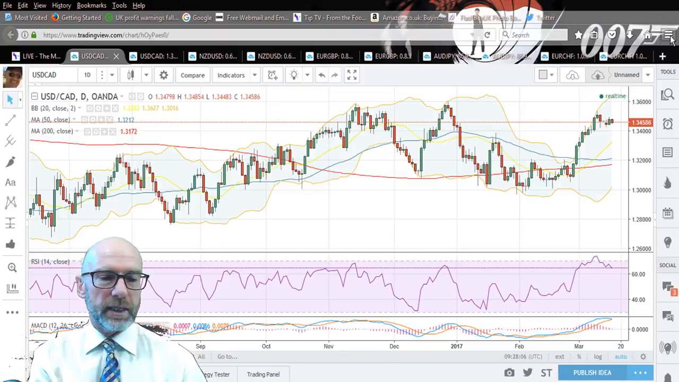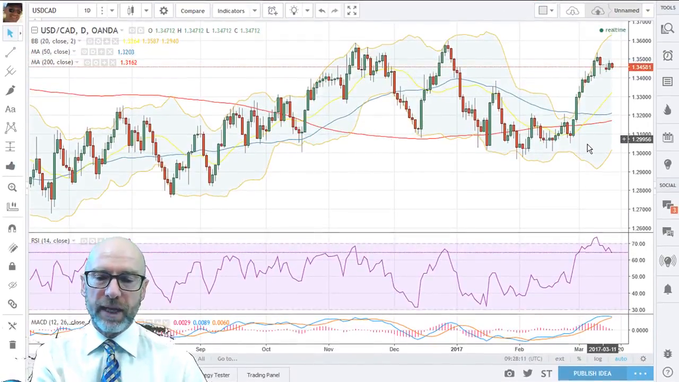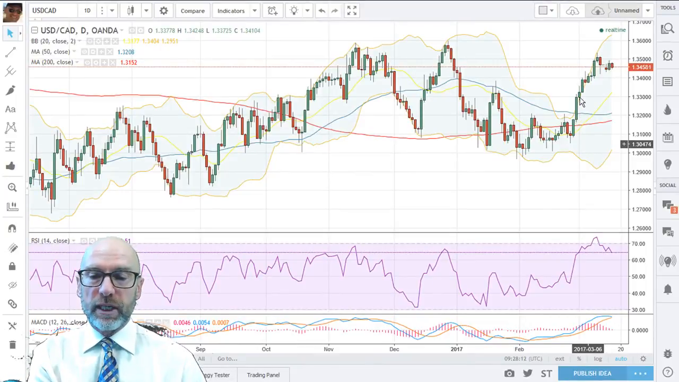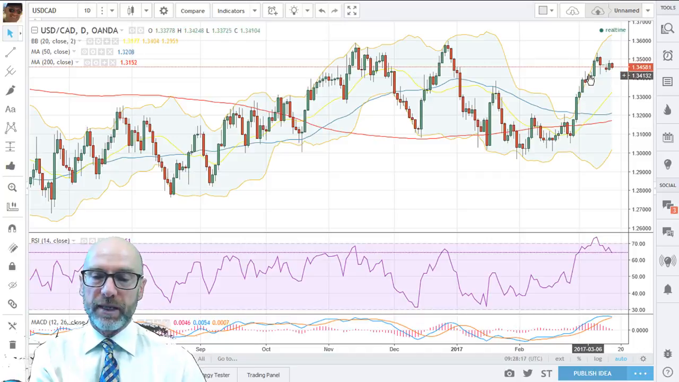So on the US against the Canadian, you can see that we've had this really good run up through at the end of February, and we've now come into the resistance that we saw back in November and December, and it does seem to be having trouble getting through this resistance. We also went overbought on the RSI, indicative of consolidation when it gets above 70.